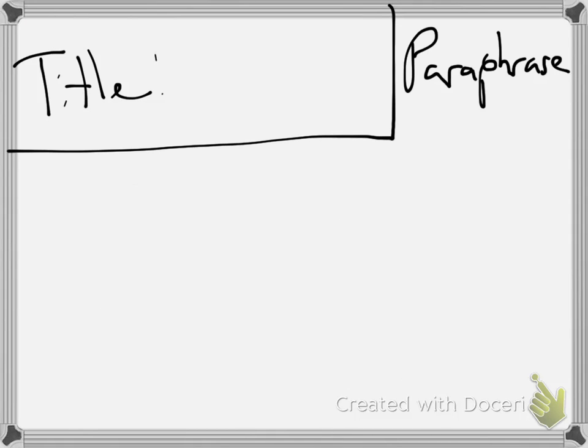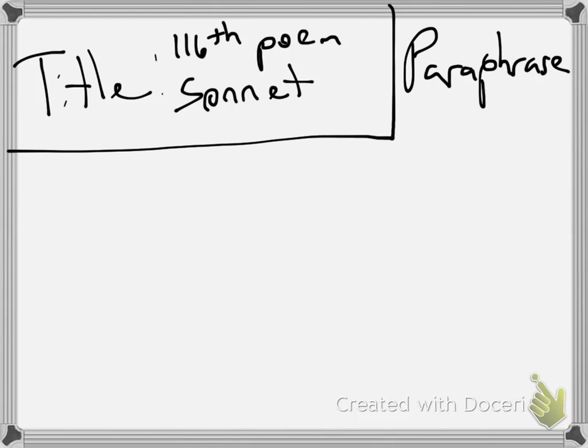So first of all, we're looking at the title. Well, there's not much for a title. It's just Sonnet 116. We know it's the 116th poem, so that means Shakespeare's done a lot, so that means he understands it. And we know it's a sonnet, so we know that it's going to follow specific rules.